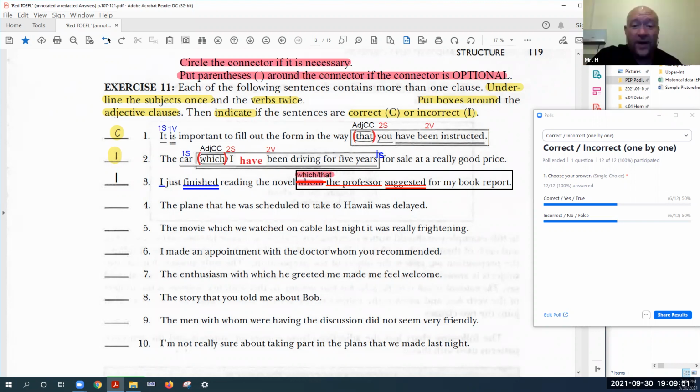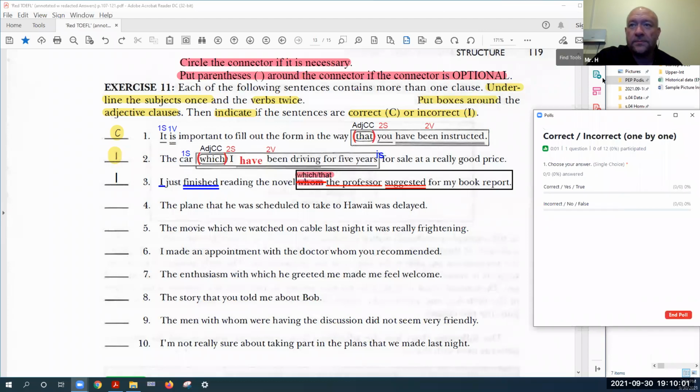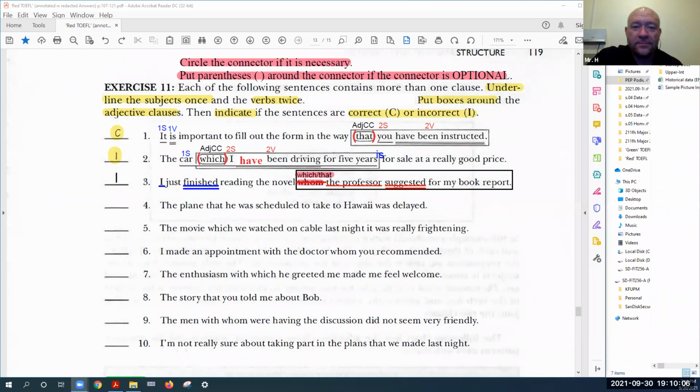Okay. All right. So let's do number 4, gentlemen. Are you ready? I'm gonna relaunch the poll. Choose your answers. Choose your answers carefully. You got 15 seconds.